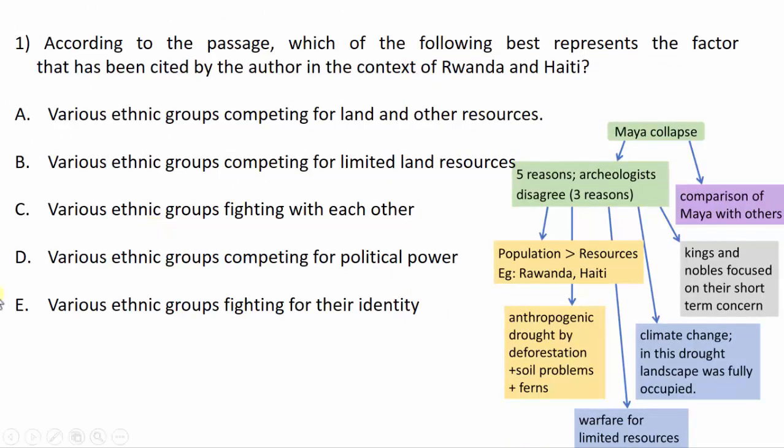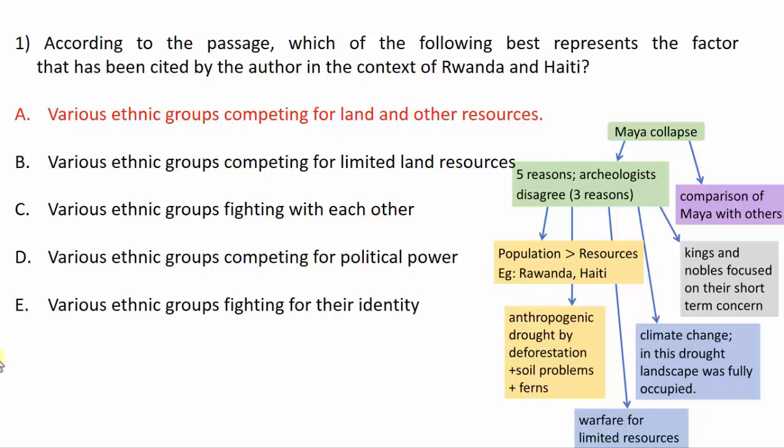First question says, which of the following best represents the factor that has been cited by the author in the context of Rwanda and Haiti? We have included example of Rwanda and Haiti in our flowchart. It's in first reason column, population greater than resources, which we got from the second para. Let's see the options. Option A, various ethnic groups competing for land and other resources. This seems to be correct.